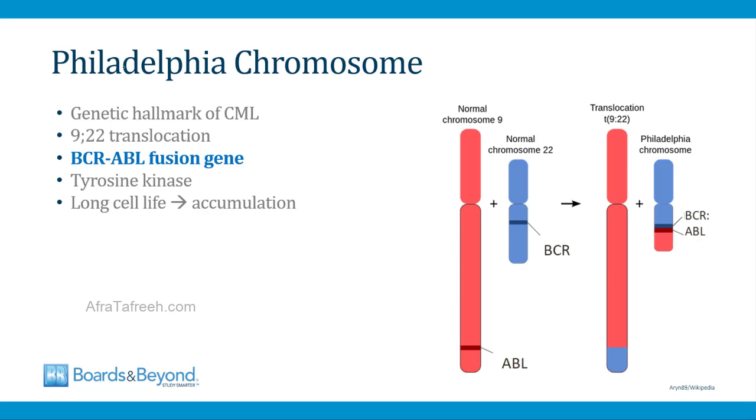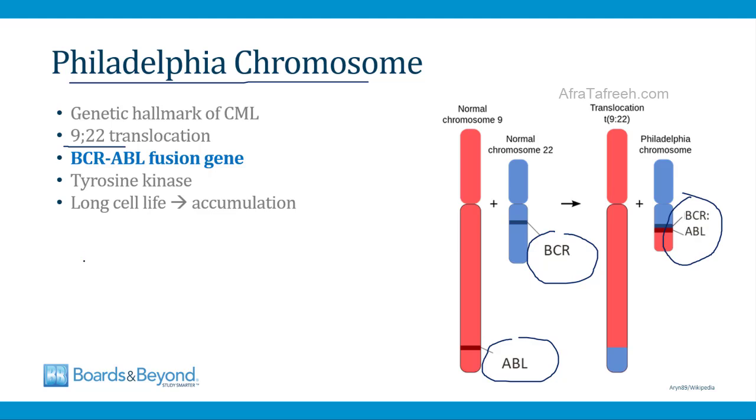The genetic hallmark of CML is called the Philadelphia chromosome. This is the classic genetic abnormality found in malignant cells of chronic myeloid leukemia. It's caused by a translocation of genetic material between chromosomes 9 and 22. If you look at this image on the slide here, what happens is a gene called the ABL gene on chromosome 9 and a gene called the BCR gene on chromosome 22 get switched around so that they're right next to each other. This creates a fusion gene called BCR-ABL, which is abnormal, and it produces an enzyme called a tyrosine kinase. And this enzyme gives myeloid progenitor cells a long cell life, and therefore they accumulate in the bone marrow and they overproduce granulocytes.